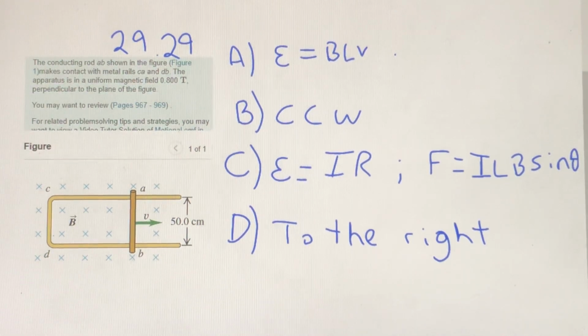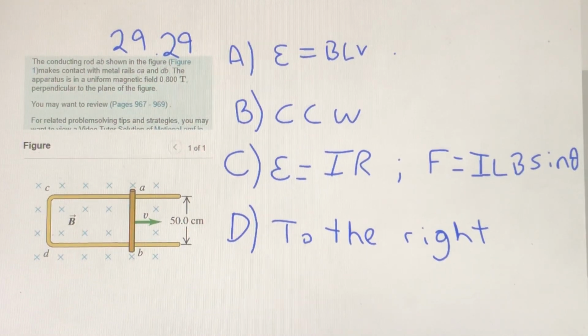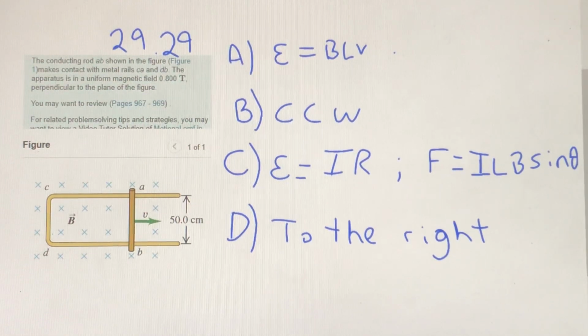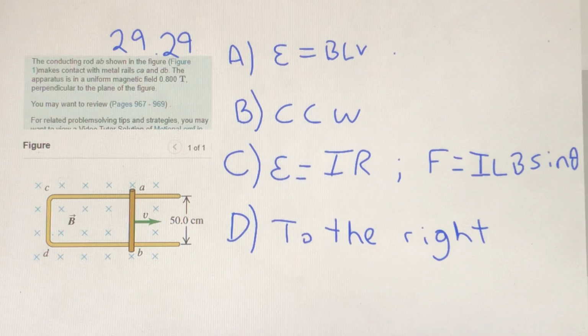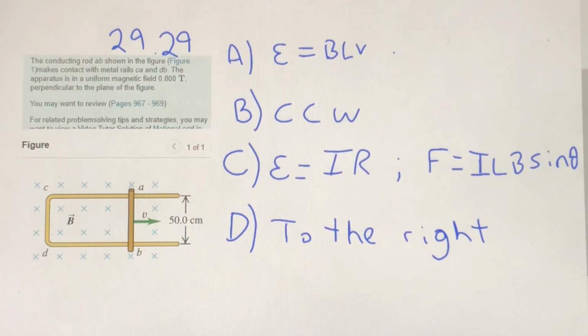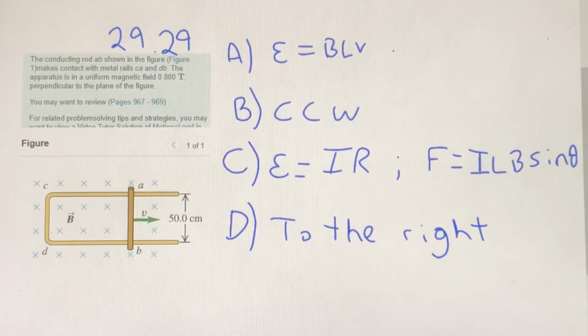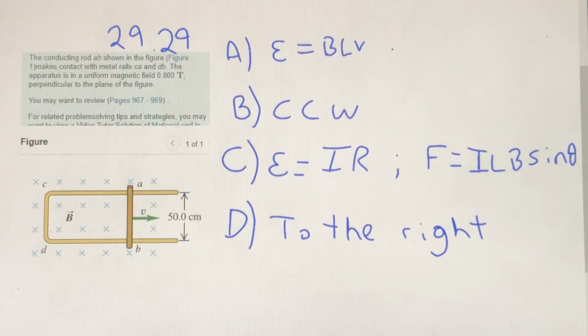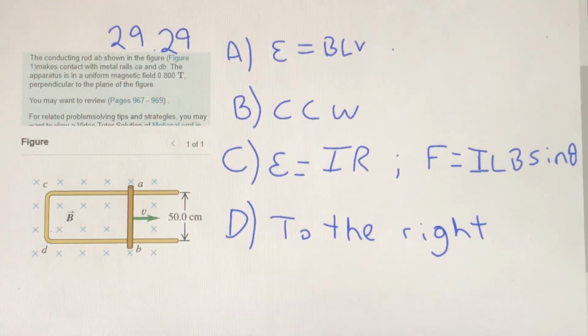For 29.29, we have a conducting rod AB shown in the figure. It makes contact with a metal rail CA and DB. The apparatus is in a uniform magnetic field of 0.8 teslas. Part A is asking, find the magnitude of the EMF induced in the rod when it is moving towards the right with a speed of 7.5 meters per second.